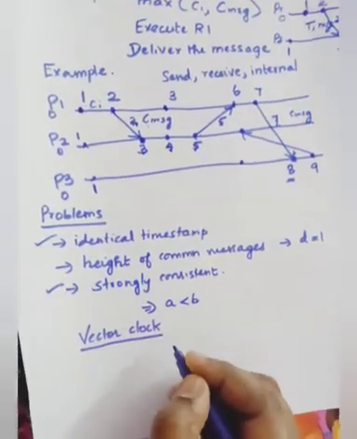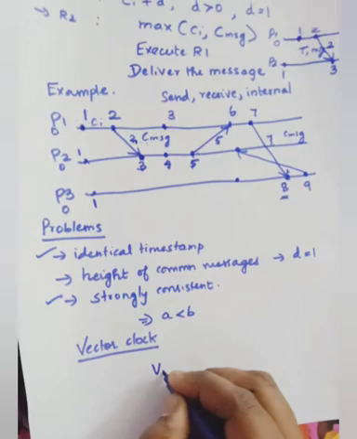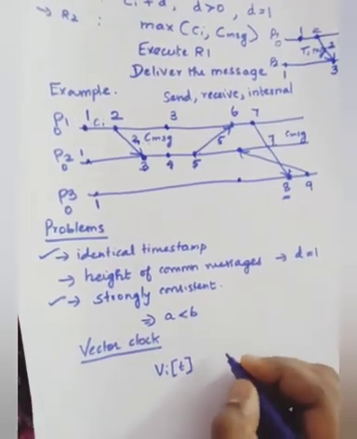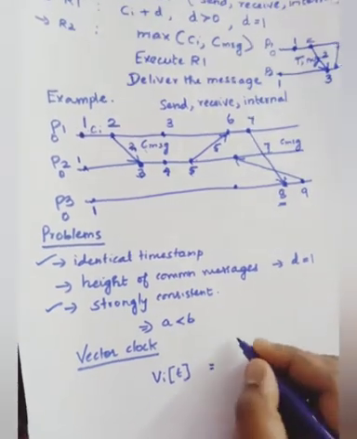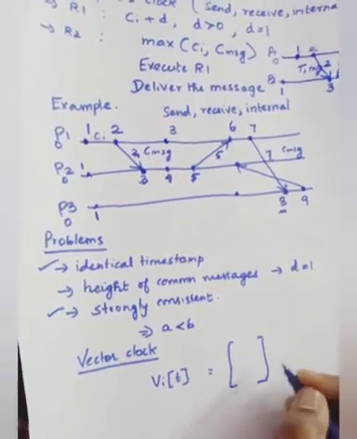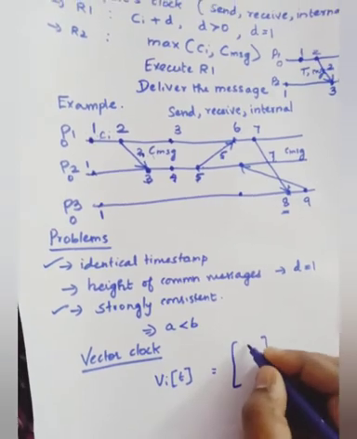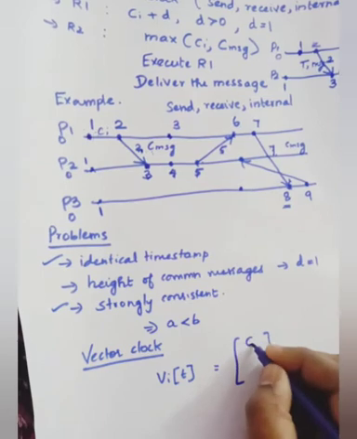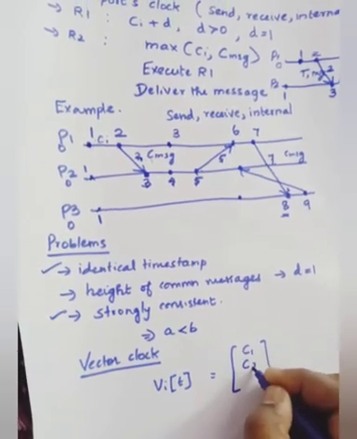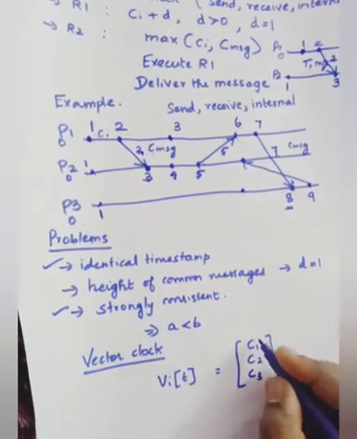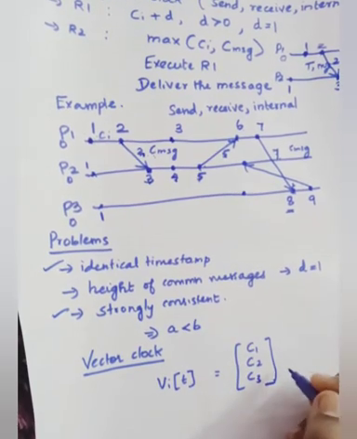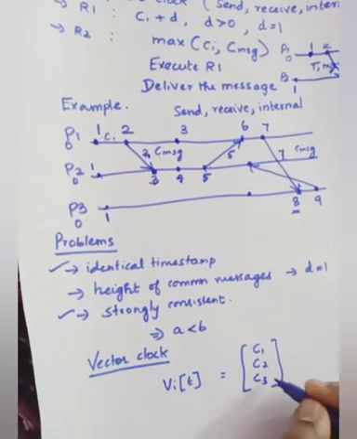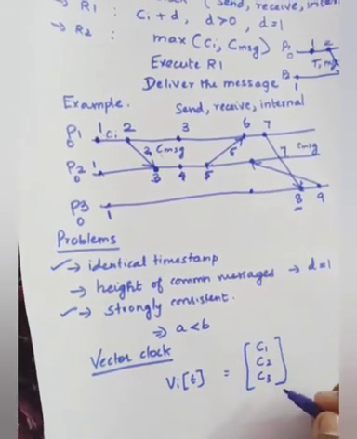The second type is what we call the vector clock. Here the vector clock maintains a vector vi of t. So it is actually a matrix which will have the knowledge of its own timestamp. Consider we have 3 processes, and each also has the knowledge of the timestamps of the remaining 2 processes.